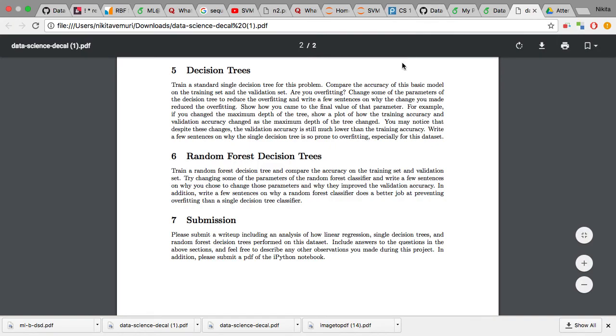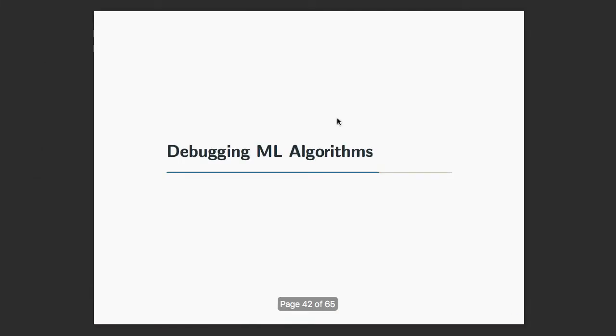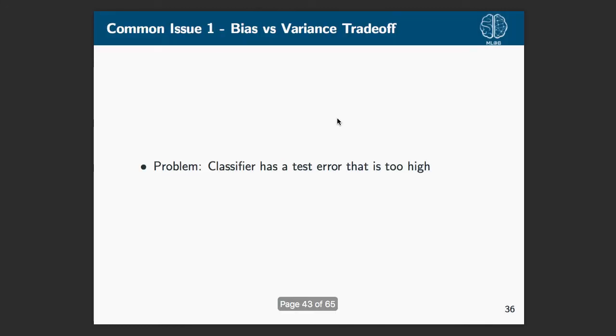Okay. So I'll go back to the last part of the lecture then. And that is debugging ML algorithms and basically good practices in machine learning. The main thing that we're going to talk about first is the bias-variance tradeoff, which you already covered, but just as a review.